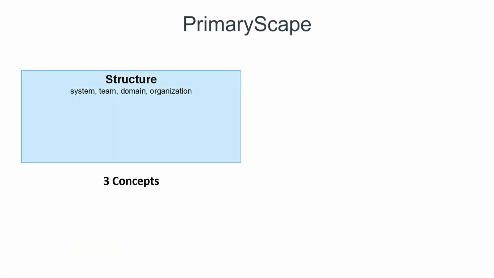Blue rectangular shapes represent structures. Structures can be systems, teams, domains, organizations. Basically anything that can be considered to exist and have a life cycle.